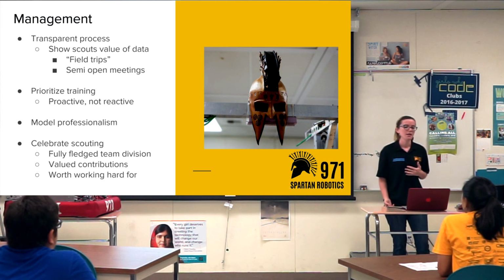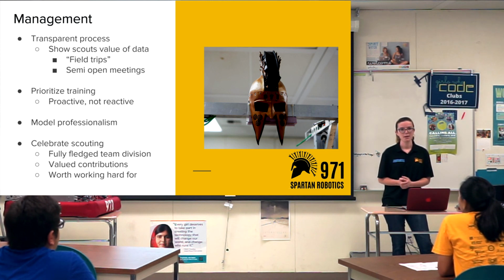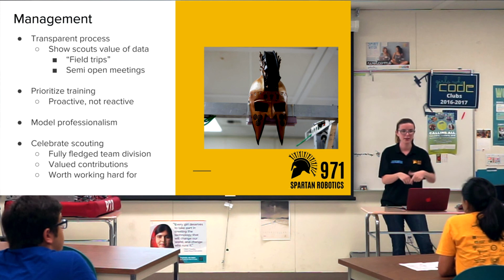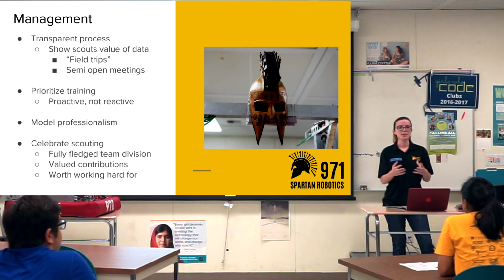So for management, I find that it's really, really important to have a transparent process, because a lot of scouts, especially if they're binder scouts, are sitting in the stands all day, filling out a data sheet, watching a robot, handing it in, filling out another sheet, handing it in, and then it seems like these sheets get spirited away, and then sometime later there's an alliance. The whole middle portion seems inaccessible to them.